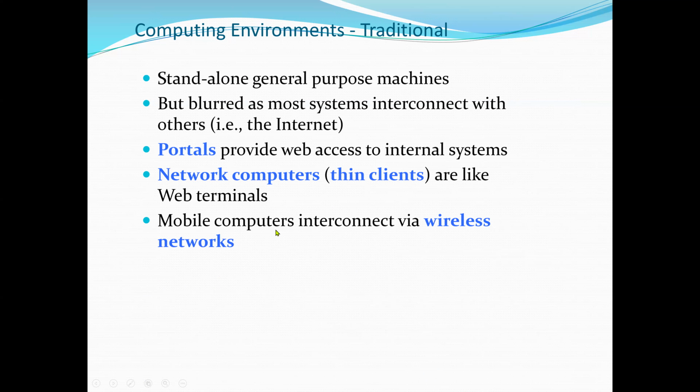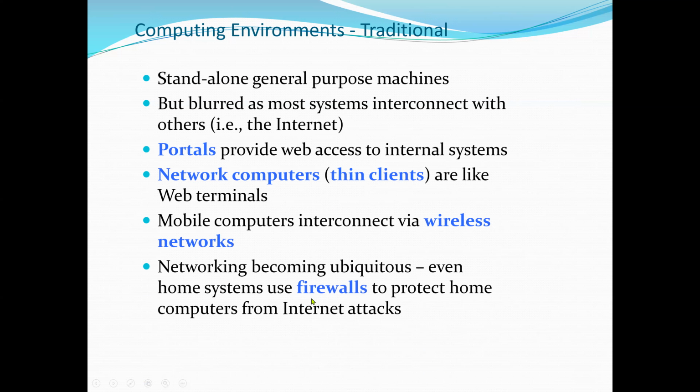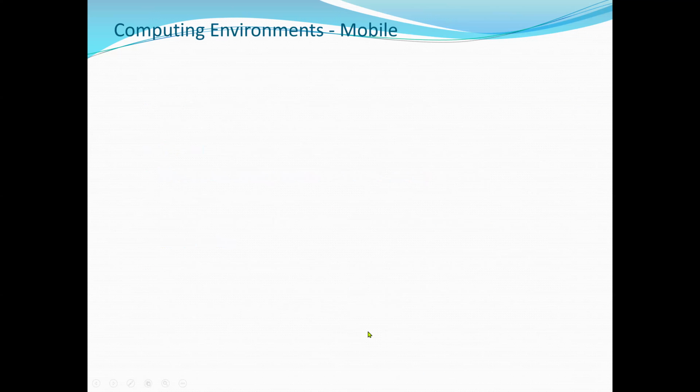Mobile computers also have their own environment. Most mobile computing environments use wireless networks. So networking has become ubiquitous. Even home systems use firewalls to protect home computers from internet attack. Most of us buy a computer because we need to use the internet at home. So we have mobile devices such as handhelds, smartphones, tablets, etc.